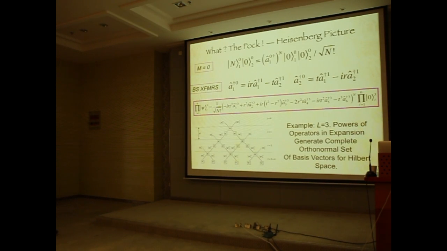So that's what we did. All right, back to the Heisenberg picture. So in the Heisenberg picture, we'll take m equals 0, n not equal to 0 in the interferometer here. Okay, this is m and n input. You can write down the first few terms and then generalize this by induction.